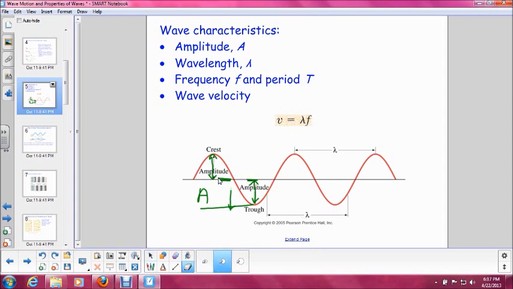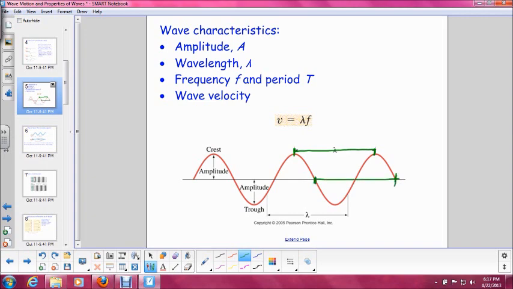The wavelength is from one crest to another, or one spot on the wave to another exact spot on the wave. So we typically measure the wavelength from crest to crest, and it has to go down and come back up. So that's a wavelength. We could also measure the wavelength from here to here. Now, the wavelength is not this part from here to here, because at this point, the wave is coming down and hitting equilibrium, and at this point, it's coming up. So that's actually only half of a wavelength.